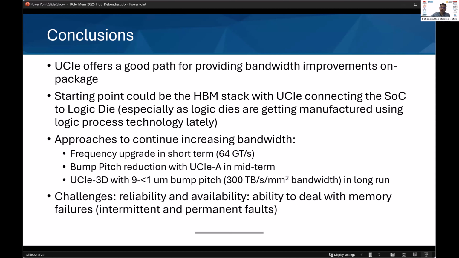And in the very long run, if you need really very high bandwidth, we can think about UCIe 3D. Memory can be on top of the logic die, and there you have anywhere from 4 to 300 terabytes per second per square millimeter, depending on what bump pitch we are at, right? So this is a good way for us to build those kind of balanced systems.